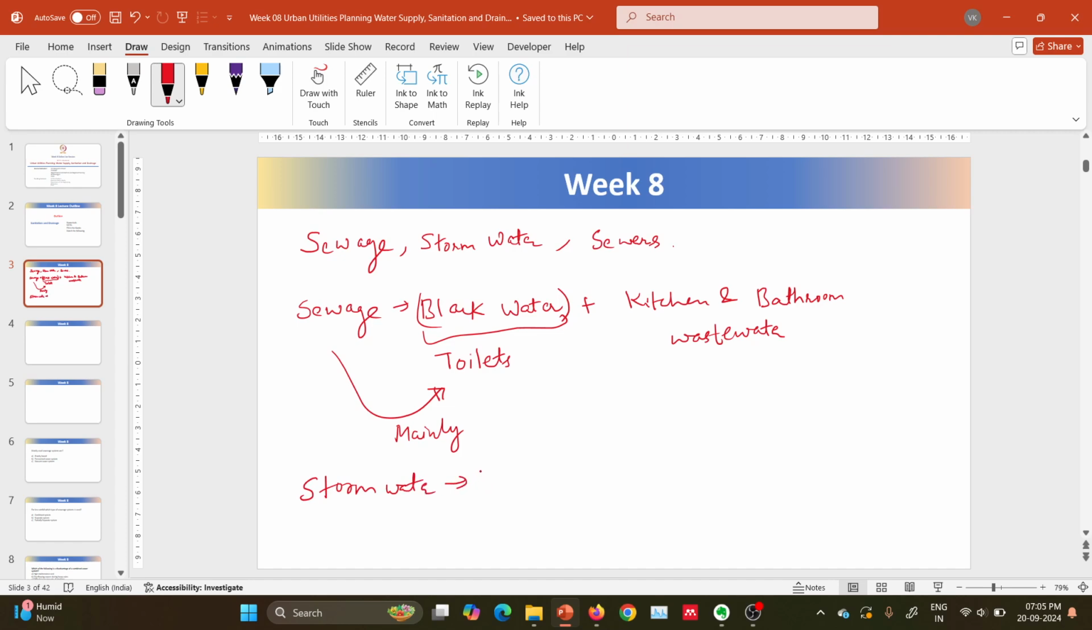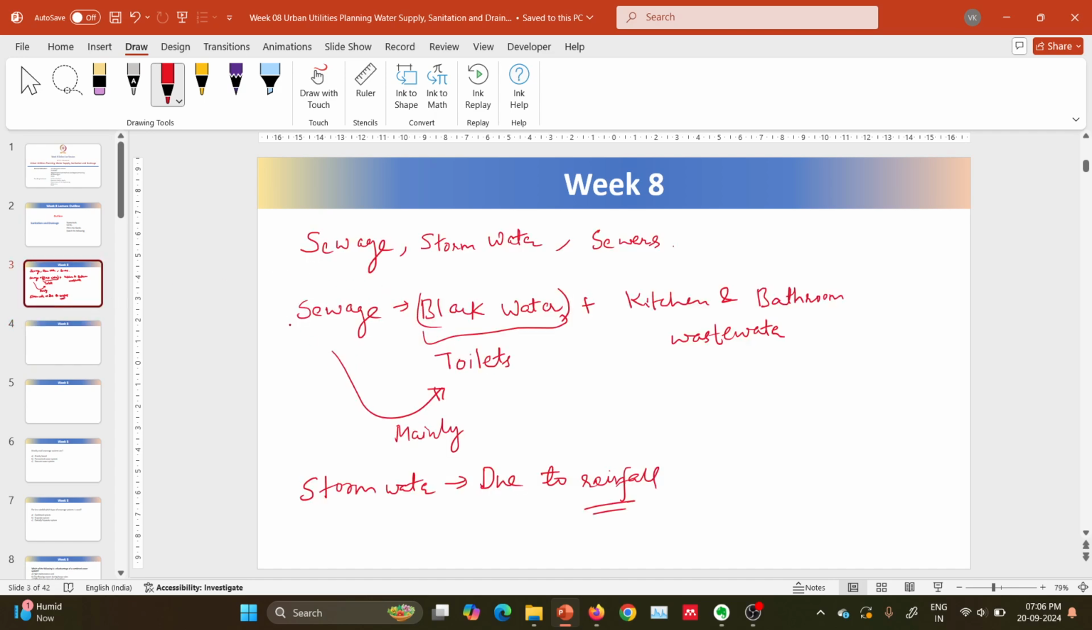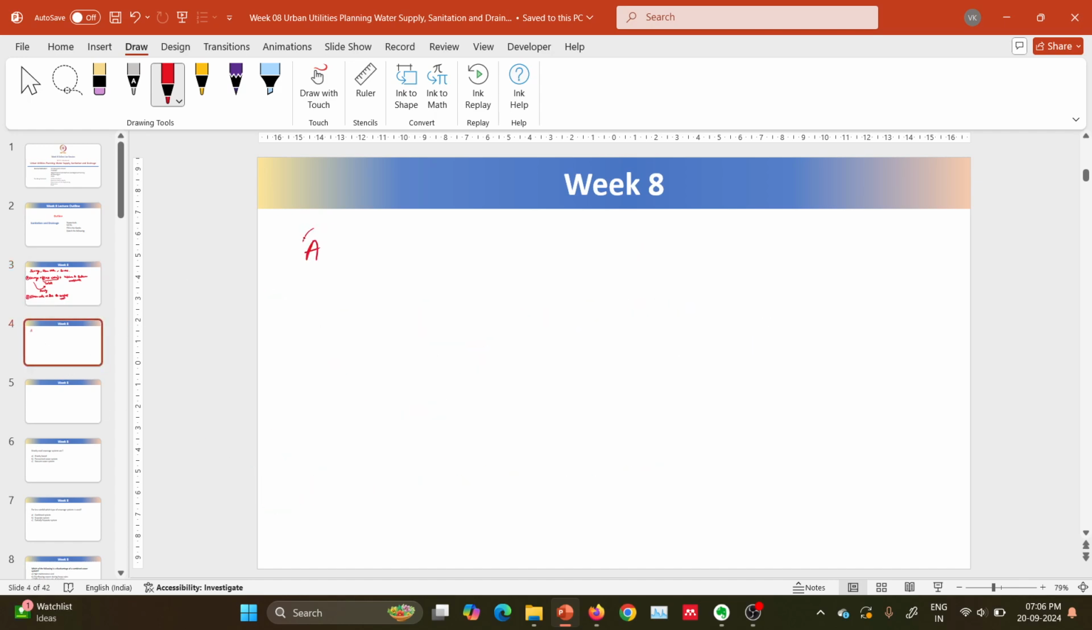Stormwater is mainly due to rainfall. That is stormwater. Sometimes the stormwater and sewage are added together, A plus B. These are called combined sewer.